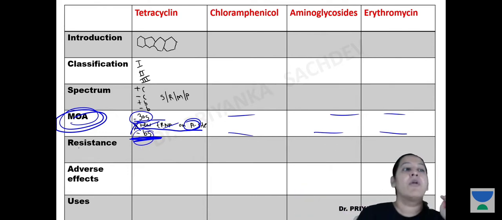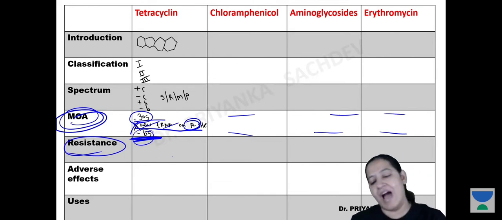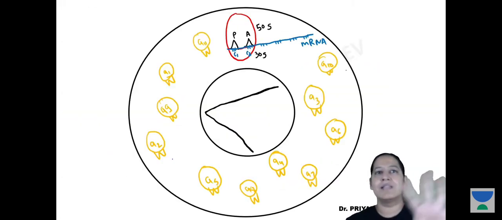Done. Coming on resistance. What are the mechanisms of resistance bacteria will use so that it will not die with tetracycline? Listen, this is a cell of bacteria.